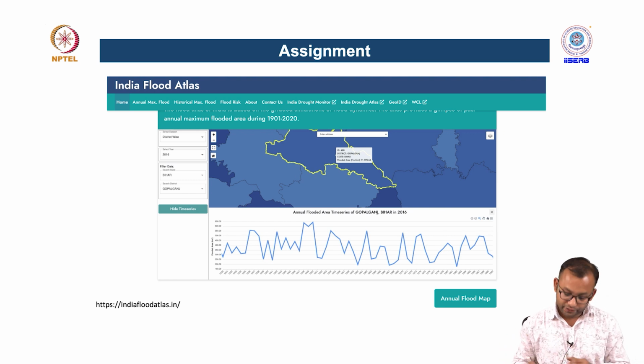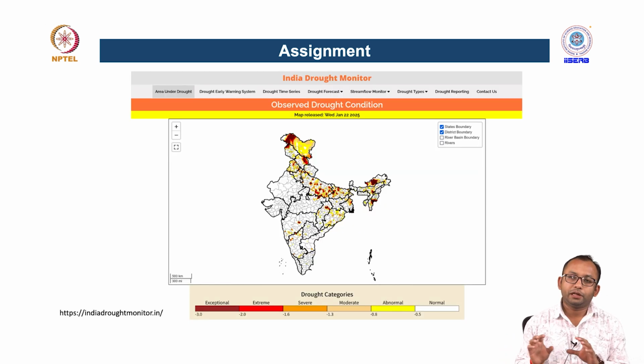Then the second part of this assignment, we will look into a similar type of problem, but for another hydrological extreme, which is drought conditions across the whole Indian region, and we will look at which region or which district of India is significantly affected by drought activities in the recent or historical period.